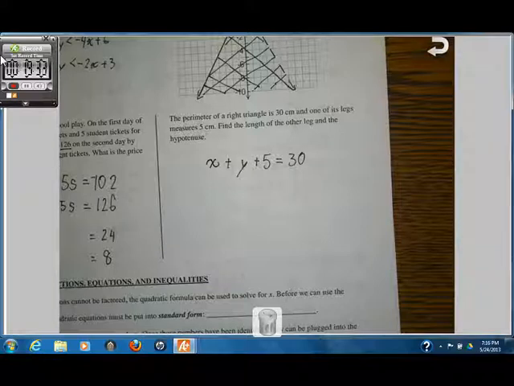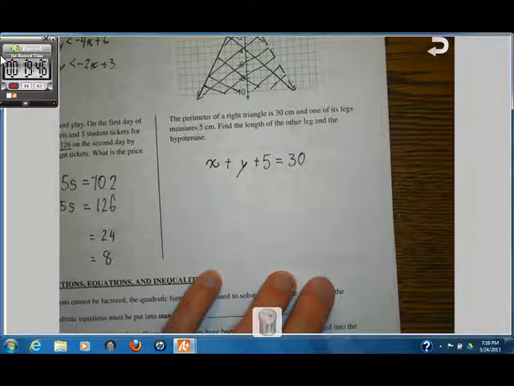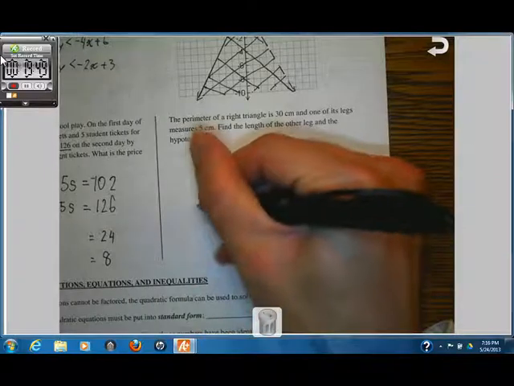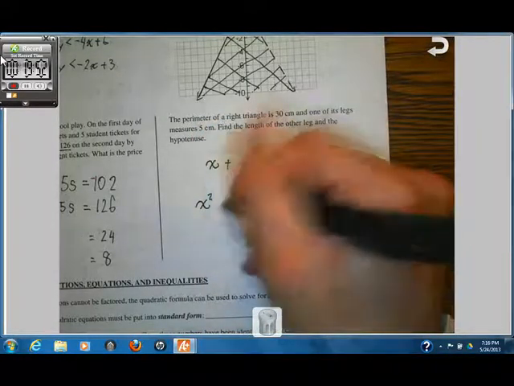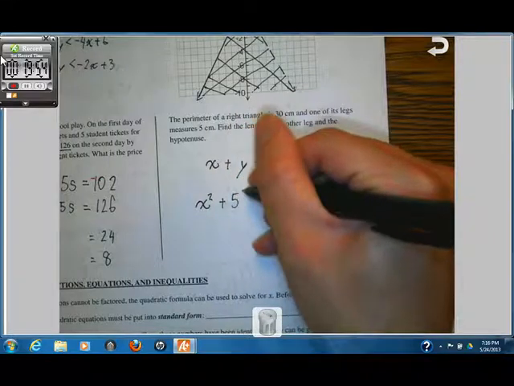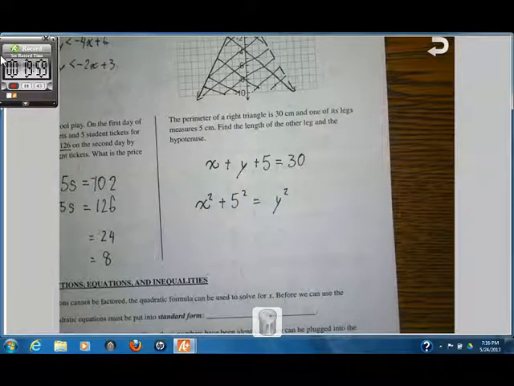So, let's do a bit of substitution, shall we? This one's actually going to be a fun little quadratic. This one took some doing. I decided to let x be my leg. So that's why it's x squared plus 5 squared equals y squared. So, I'm going to get y by itself. So y is equal to, I'm going to subtract 5 from both sides, 25 minus x.